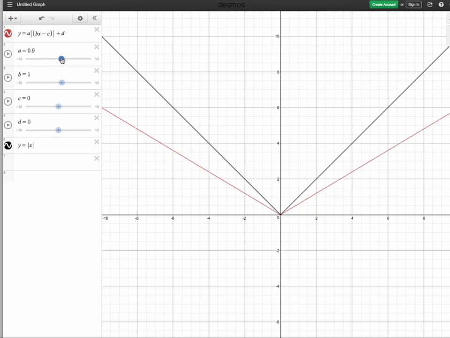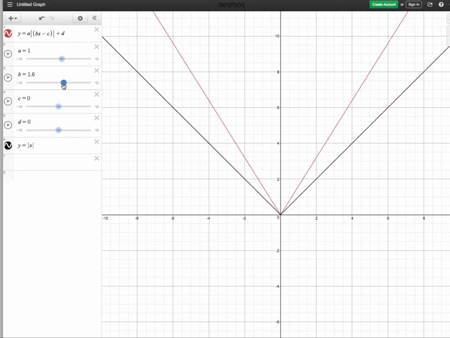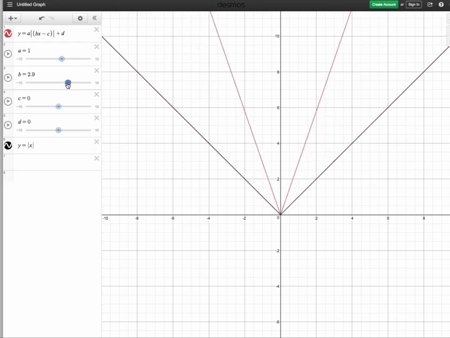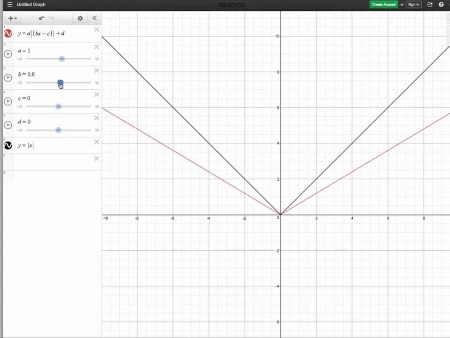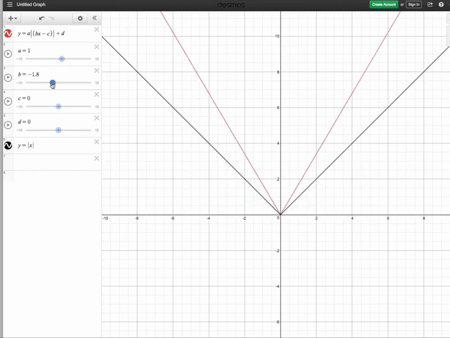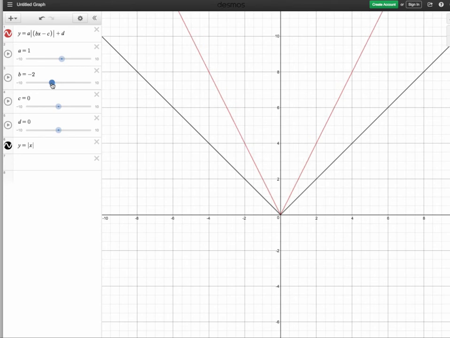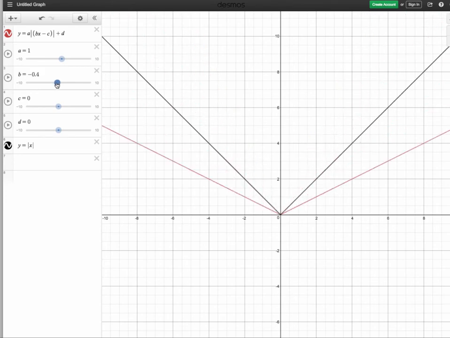Let's get this back to 1. When b is greater than 1, let's watch the horizontal shrink. All right, that's a horizontal shrink. And when b is between 0 and 1, it's a horizontal stretch. And you really can't see it when b is negative because of the symmetry of the absolute value function.